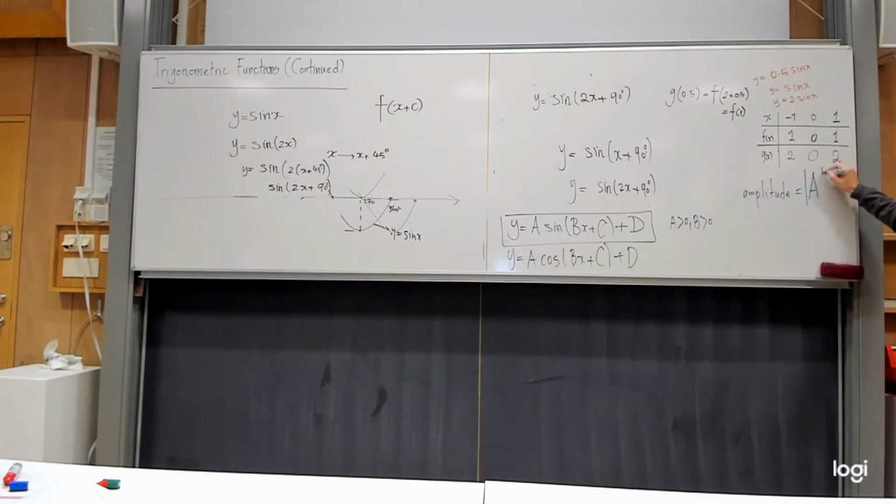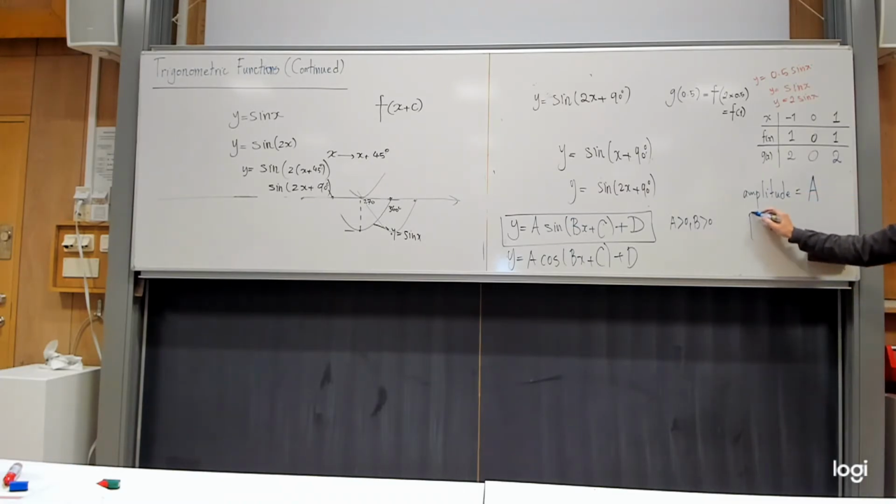Let me emphasize the absolute value. I have written A and B are positive. So the amplitude is A. Period. What is the period?